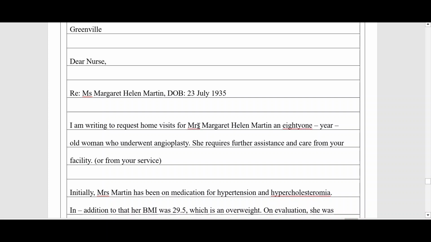I'm writing to request a home visit. In your discharge letter you can use arrange a home visit.